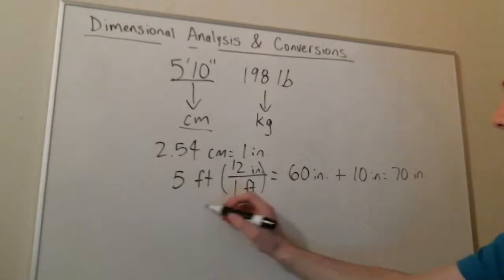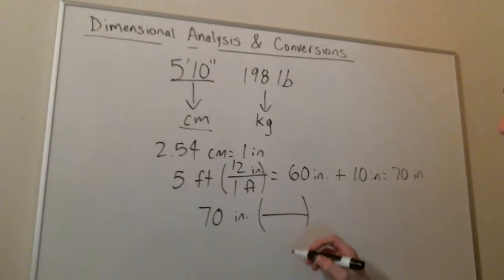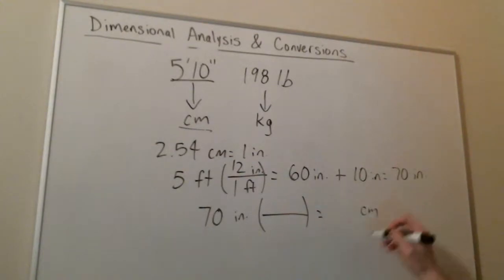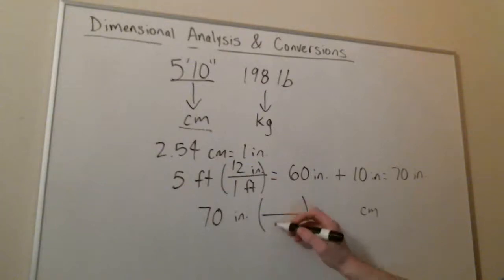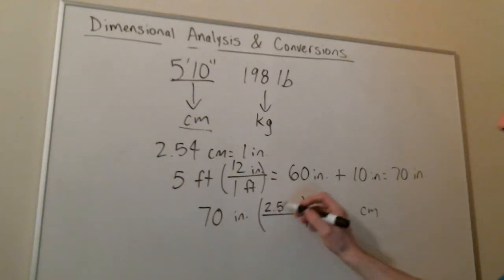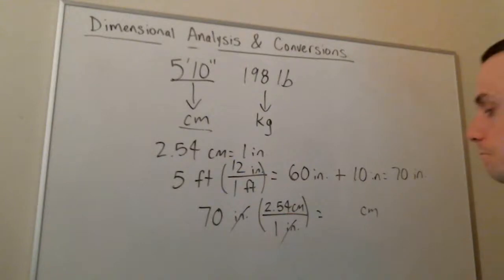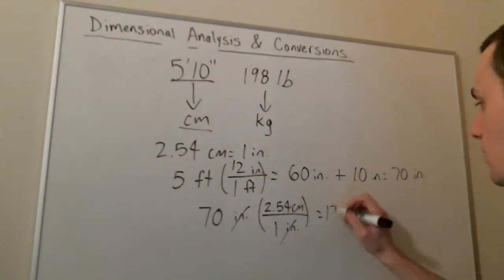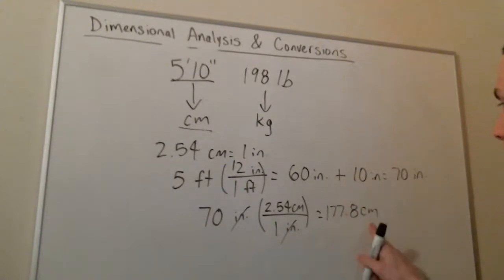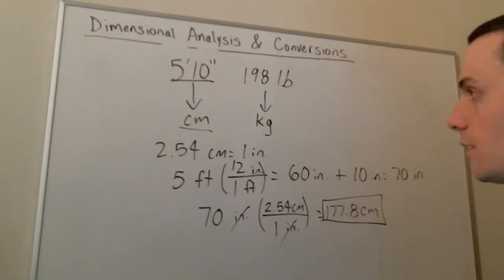We can now convert 70 inches into centimeters. We know that there's 2.54 centimeters in 1 inch. Put inches again on the bottom so they'll cancel out. And when you multiply this through, you should come up with 177.8 centimeters for the patient's height.